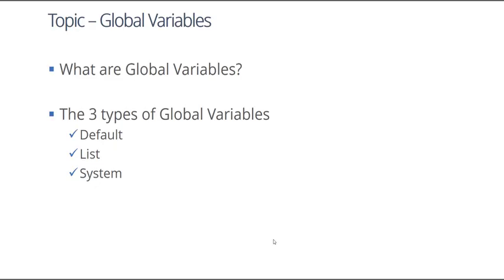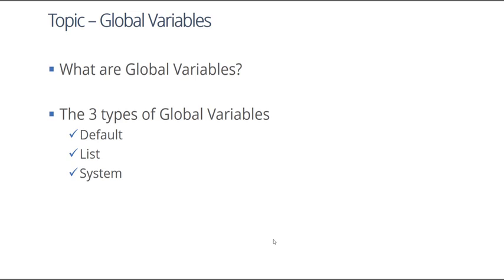So now that you understand what global variables are, let's talk about the three types of global variables that Provisioning Manager currently offers. One is we have default. These are the standard global variables that are probably going to be most commonly used to capture data for input fields. So that would be something like first name or last name, as I demonstrated in Communications Manager.